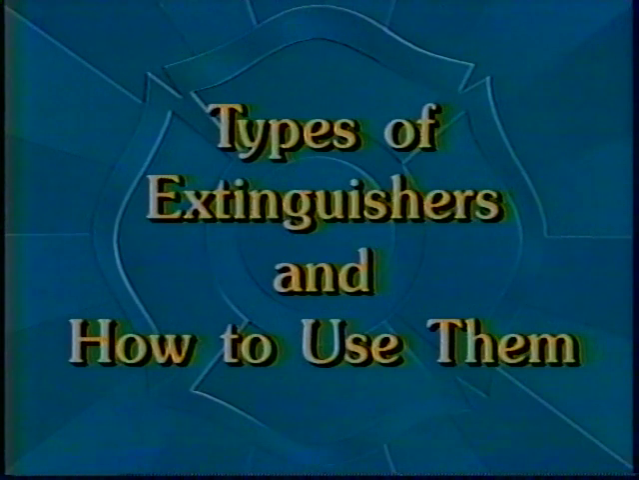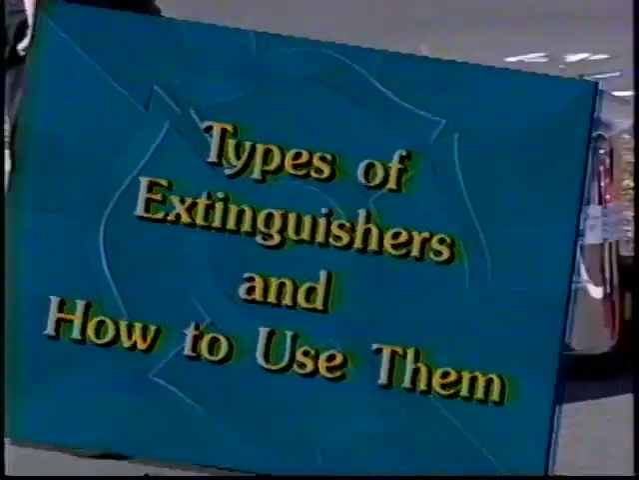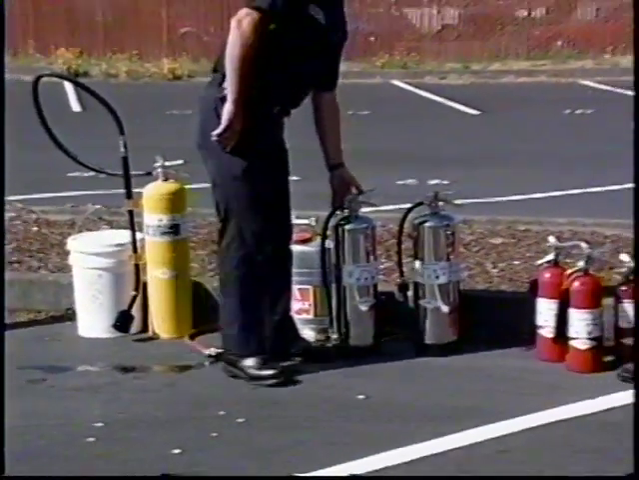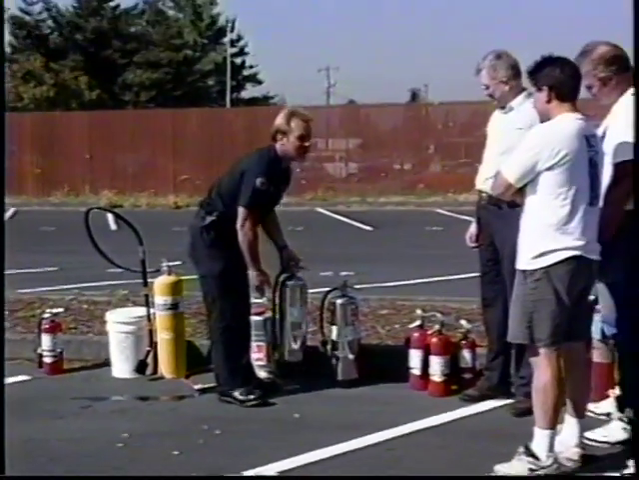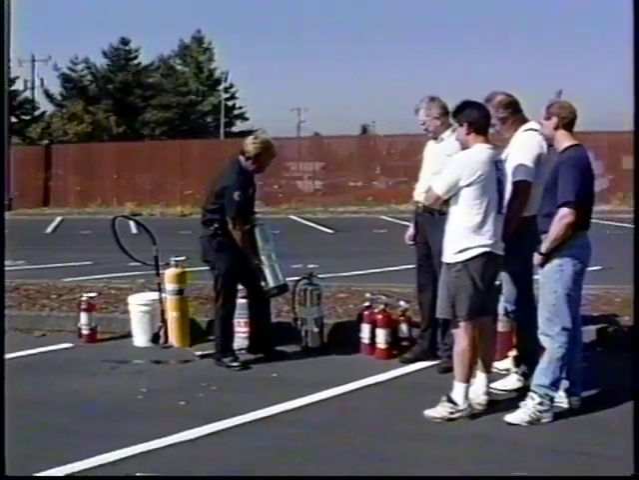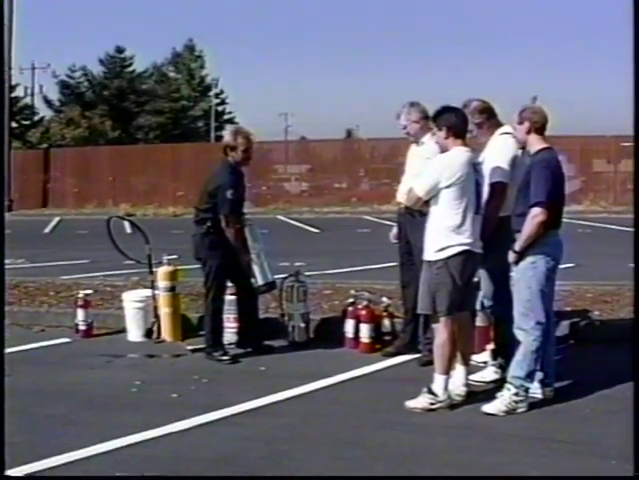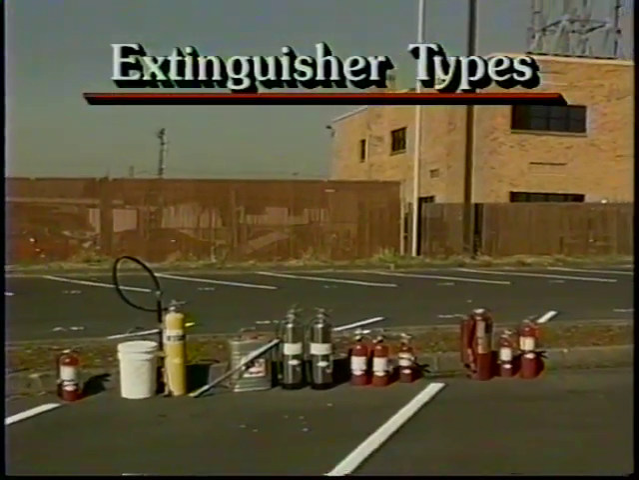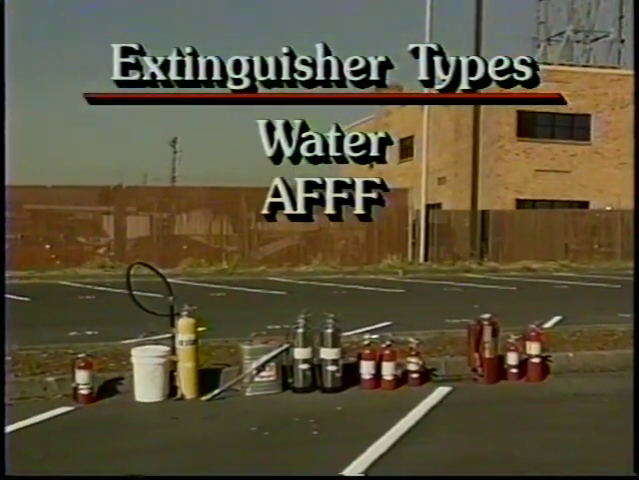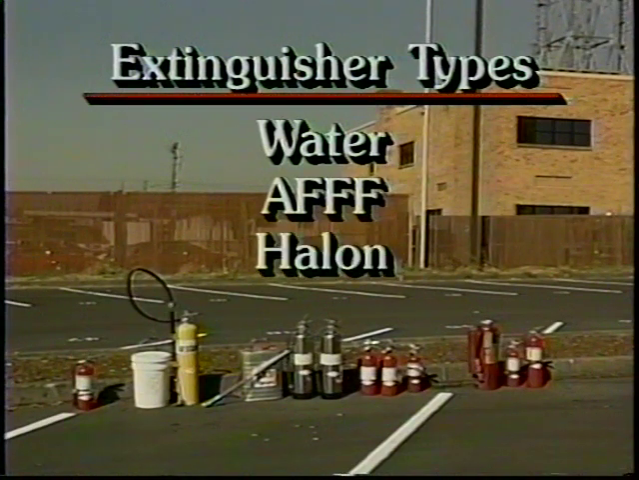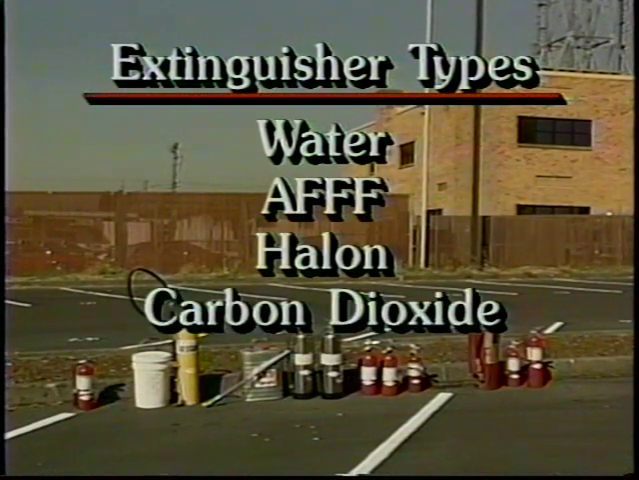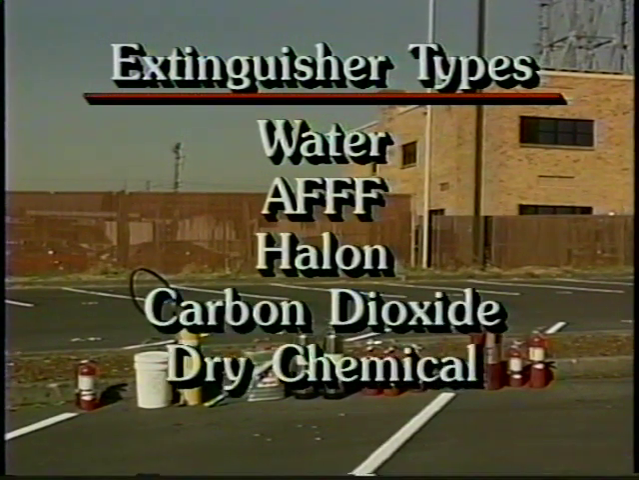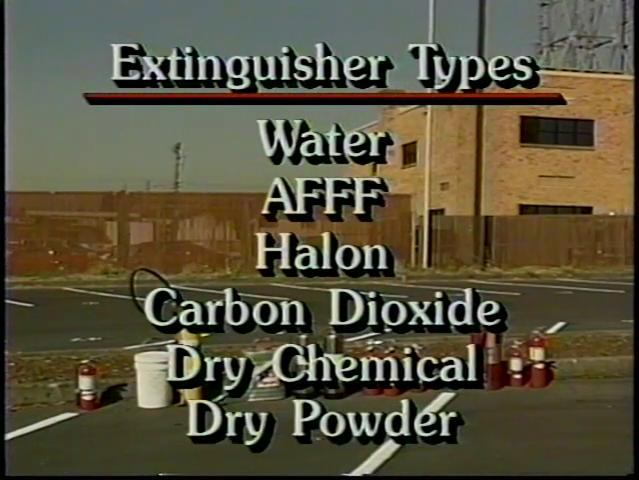Now, let's look at each of the different types of extinguishers and see how you use each type to put out a fire. Before using any fire extinguisher, read the label to be sure you have the right one for the job. The most common types of portable handheld fire extinguishers are water, AFFF foam, halon, carbon dioxide, dry chemical, and dry powder.